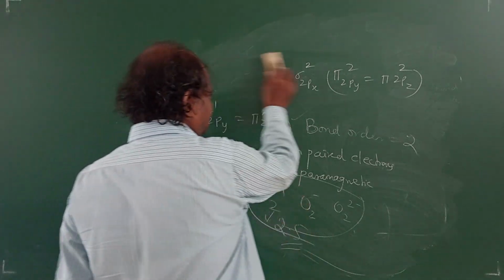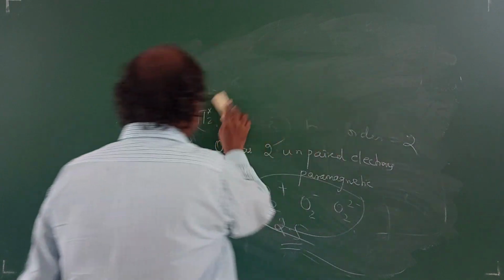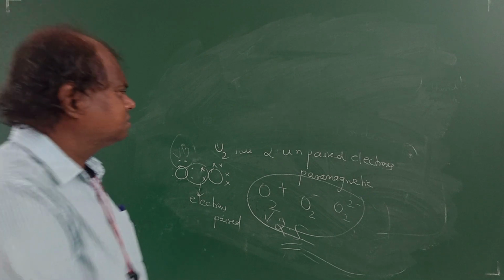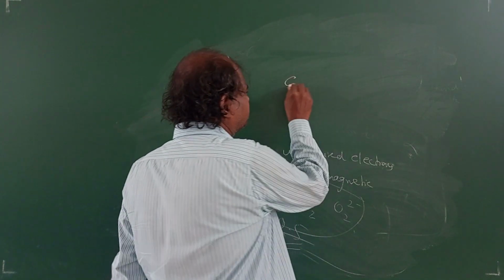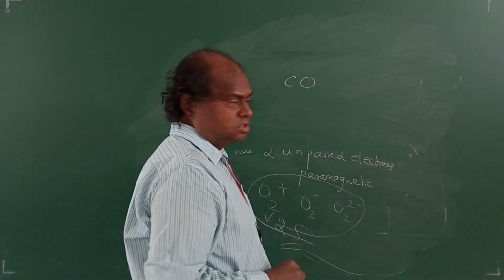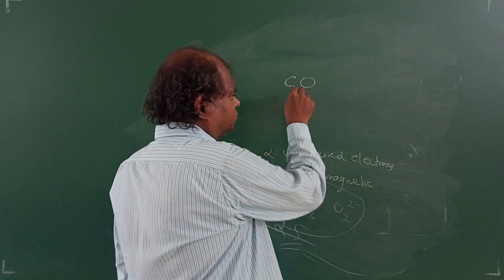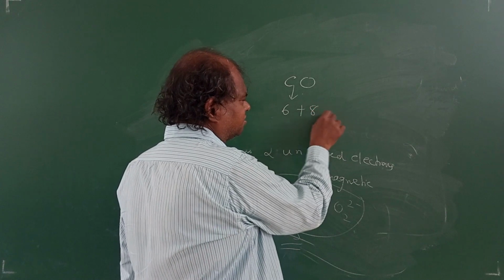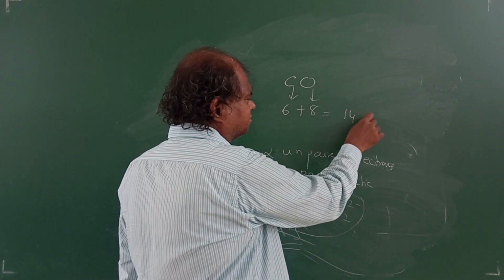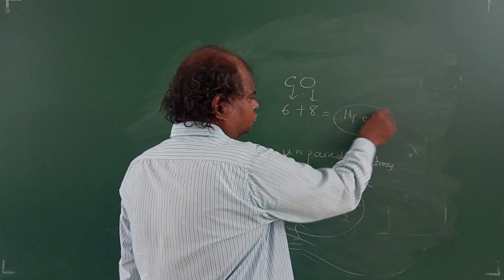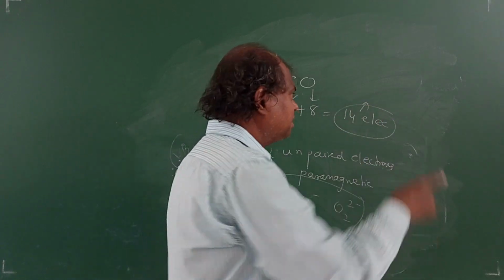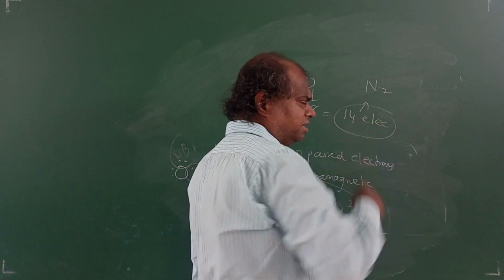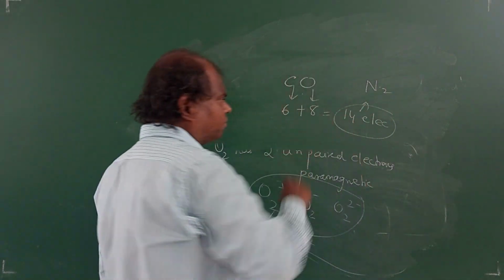Very simple. Of course, they don't ask this in the NEET exam, but still, suppose they give you CO. You just check the atomic number of carbon, 6. Oxygen is how much? 8. So how many electrons? 14. So 14 electrons means, tell me a diatomic molecule with the same 14. Nitrogen has got 14, right?